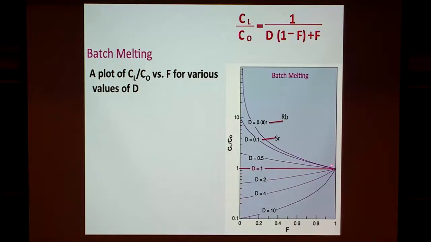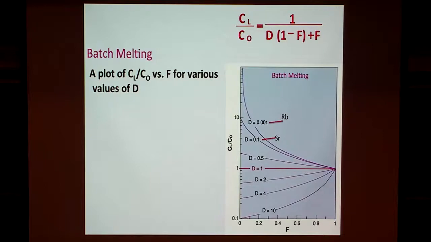Now let's look at what happens when we go to lower degrees of melt. If the partition coefficient is 1, the concentration of the liquid over the solid is the same. The element partitions equally between the solid and the liquid. So you have a horizontal line here. But if you have a really incompatible element, as D goes to 0, CL over C0 climbs as you go to really low degrees of melt.